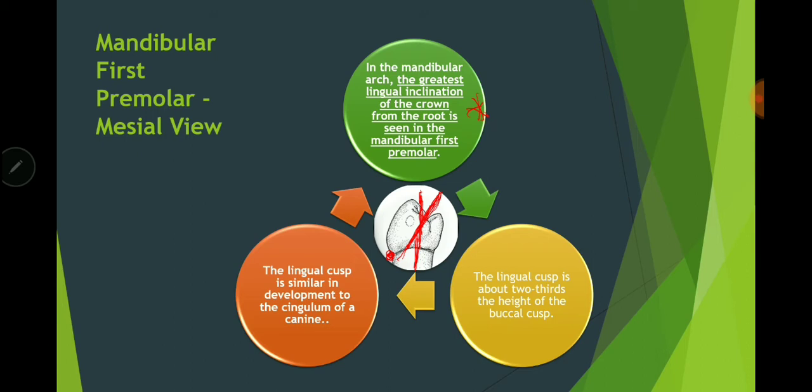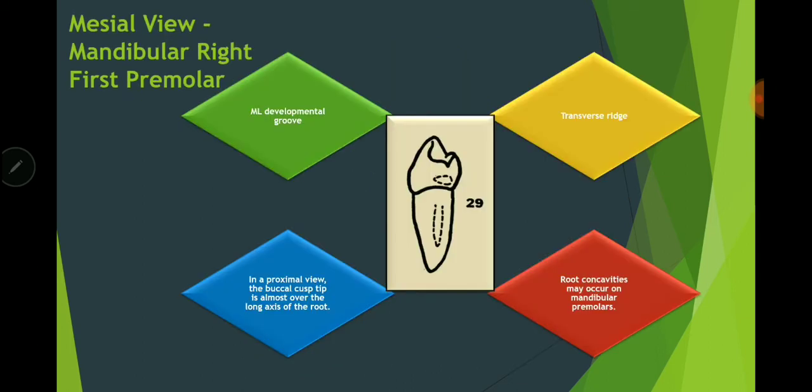Okay, and the lingual cusp is about 2/3 the height of the buccal cusp. So the lingual cusp is smaller compared to the buccal cusp. So in the mesial view of the mandibular first premolar, as you can see more of the distal ridge, and you can see that the mesial ridge here is sloped almost 45 degrees. And you do have some grooves here.